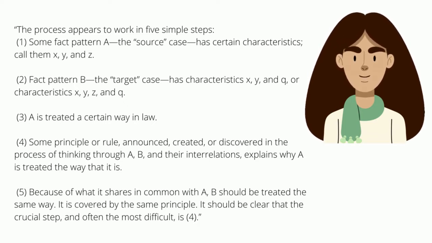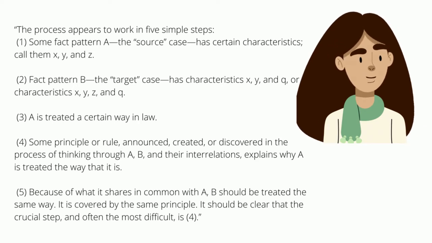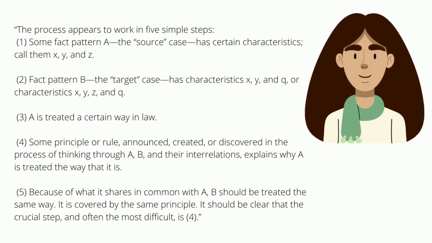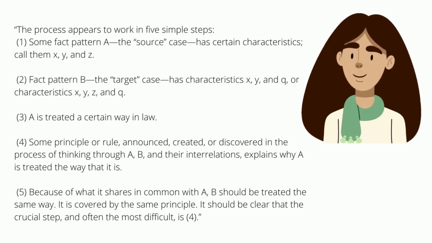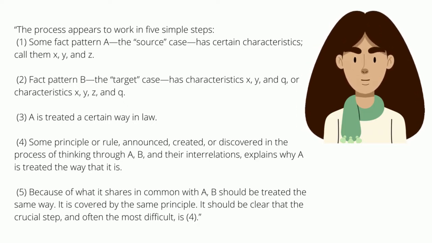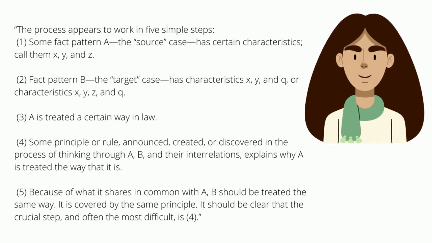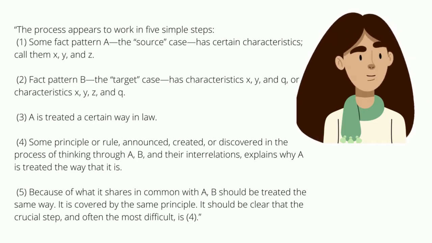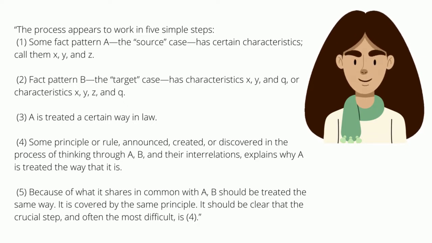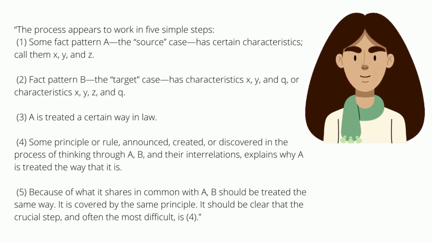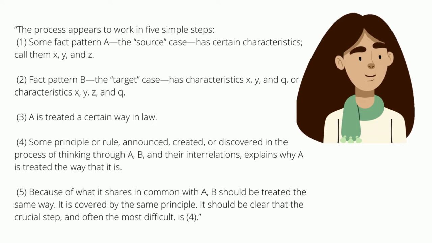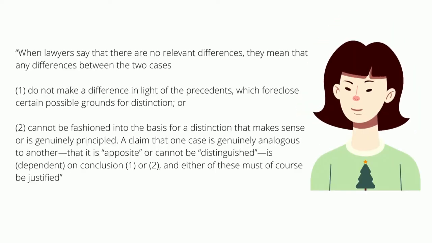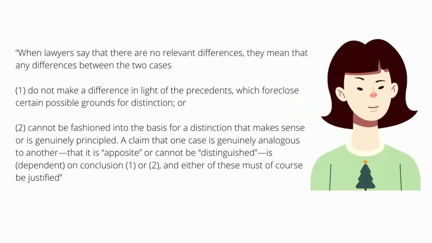4. Some principle or rule, announced, created, or discovered in the process of thinking through A, B, and their interrelations, explains why A is treated the way that it is. 5. Because of what it shares in common with A, B should be treated the same way. It is covered by the same principle. It should be clear that the crucial step, and often the most difficult, is 4.